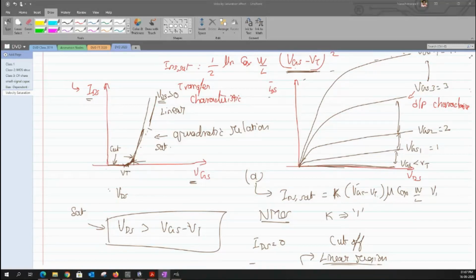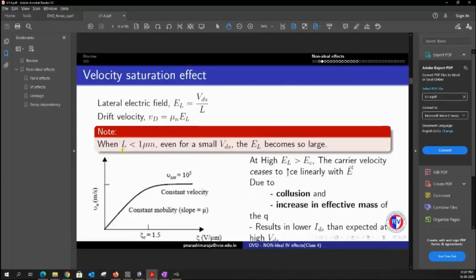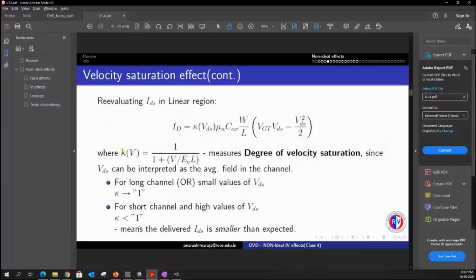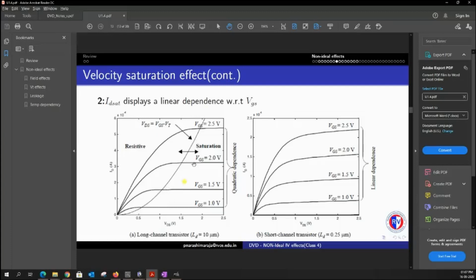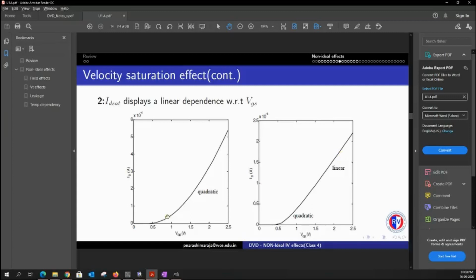So I'll show you the pictures taken from the textbook. This is the curve for a long channel towards the left side, and this is the curve that I would get for a short channel with equal widths, and the device is also entering saturation much earlier. Clear? And this is the quadratic relation that I have for a long channel, and this is a kind of linear relation for the short channel device. Hope you have understood how velocity saturation impacts our ID characteristics as a whole.